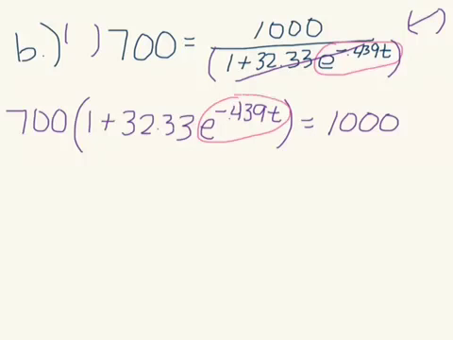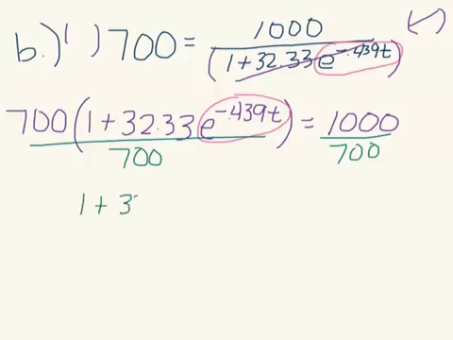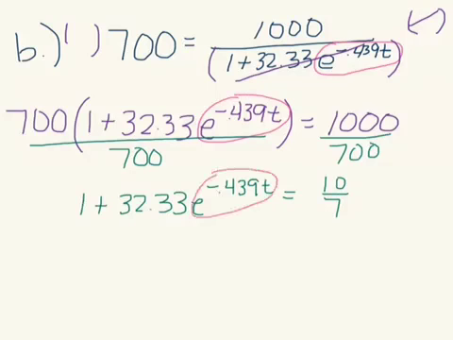And again we're solving for this, and then we're going to throw an ln at it. So the next thing we're going to do is divide both sides by 700. So we end up with 1 plus 32.33 e to the negative 0.439t equals 10/7. Okay, again, still solving for our exponential. So the next thing I'm going to do is subtract that 1.